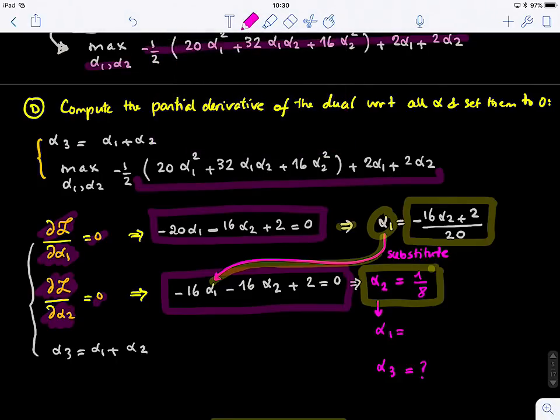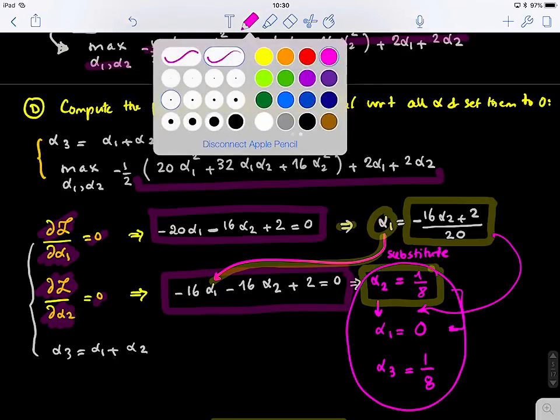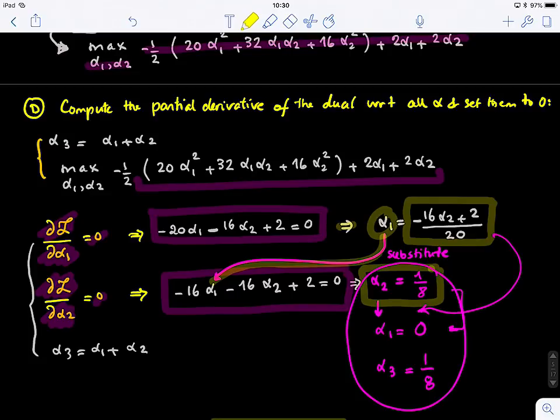So alpha 2 here, we have alpha 1. It should be equal to what? 0, right? And then you have alpha 3, which is alpha 1 plus alpha 2, so it's also equal to 1/8. So we're summing these two. Now, what do you guys notice from this solution? Now you know the support vectors. Where are our support vectors? The support vectors are the ones that are strictly positive. So it's alpha 2 and alpha 3. Alpha 1 was not picked as a support vector.